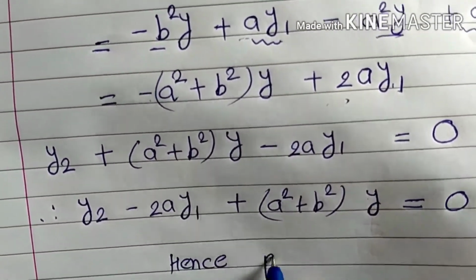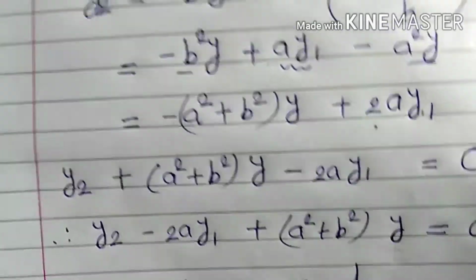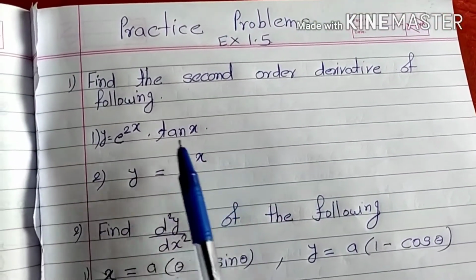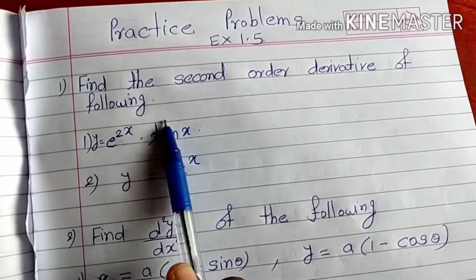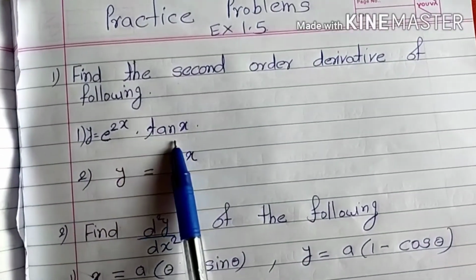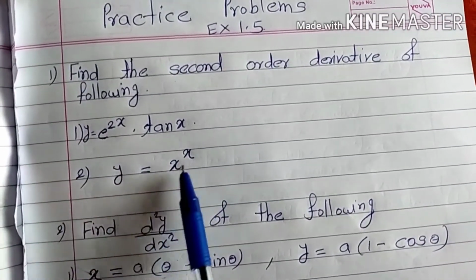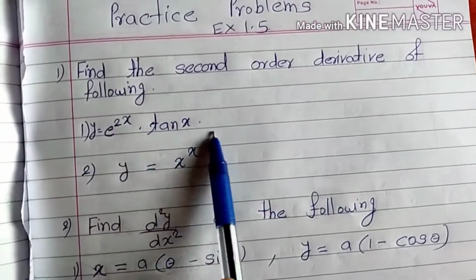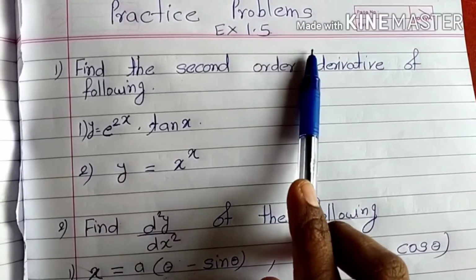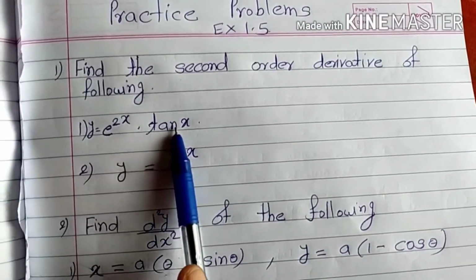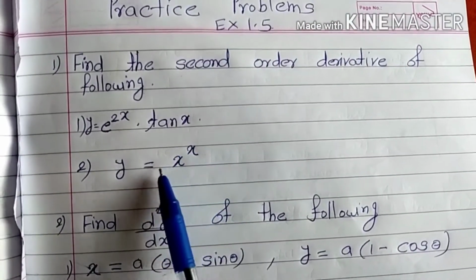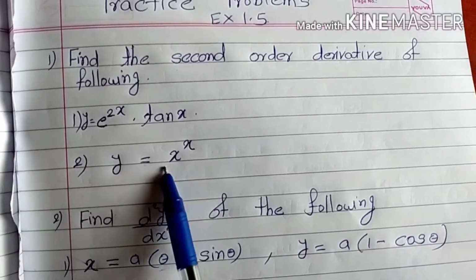Hence, now there are some practice problems which you have to solve. So the first example is, find the second order derivative of the following: y is equal to e raised to 2x into tan x, and second, y is equal to x raised to x. So you have to take differentiation 2 times. This is a problem from exercise 1.5. You can take direct differentiation here, and here you have to use logarithmic differentiation. Take log first, then differentiate.